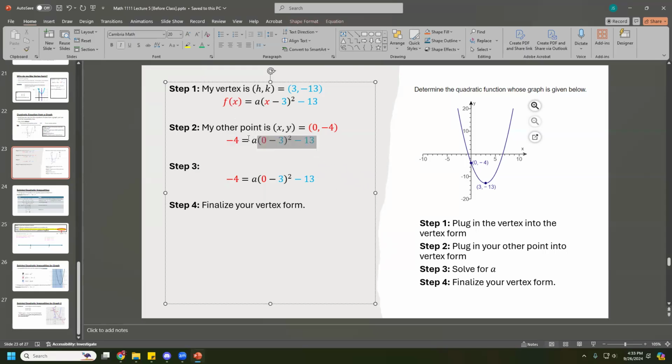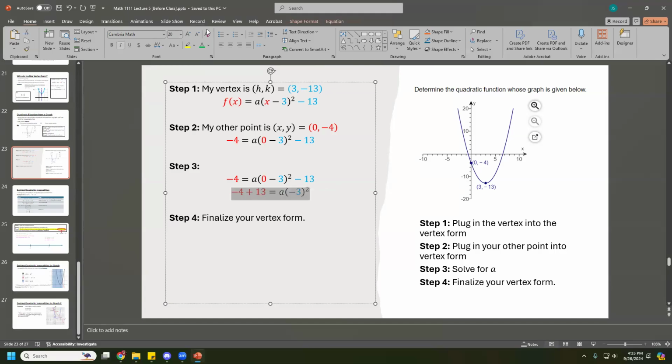At this point, though, I have an equation that is all numbers except for a. I know everything except for the a value. So I can actually solve for it. I can figure out what the a value is supposed to be because I know everything else. So 0 minus 3 is going to be negative 3, and I'm going to add 13 to both sides. So I'm going to have plus 13 here.